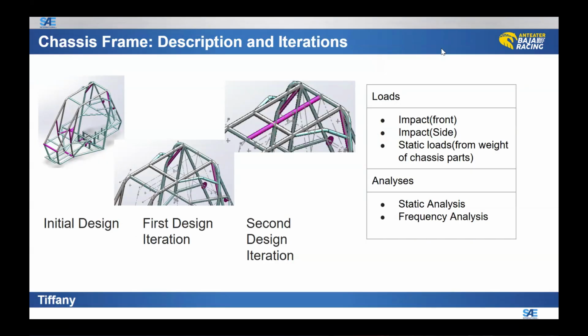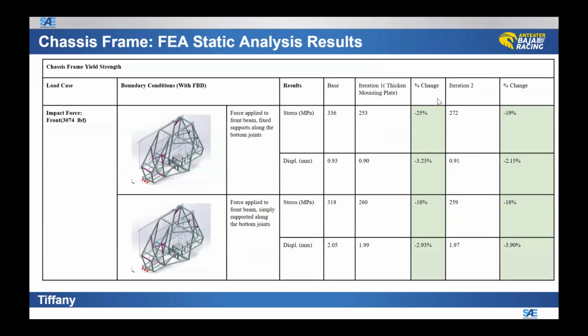Hello, my name is Tiffany, and for this project, I did analysis over a chassis frame for a Baja vehicle. The point of the iterations is to reduce the stress so that we can make a better performance outcome. The first load case is an impact force to the front, where all the roll cage beams are fixed while the front takes in all the force.